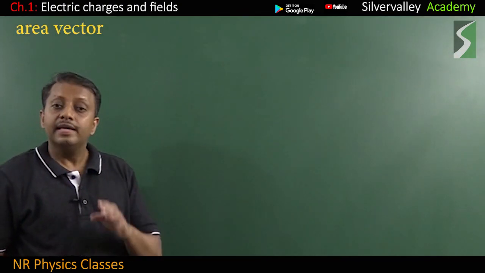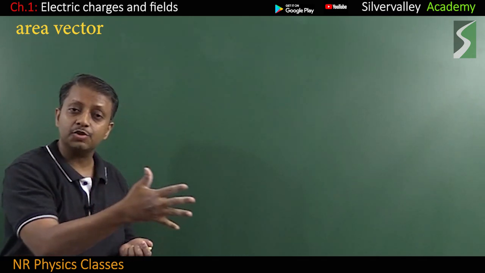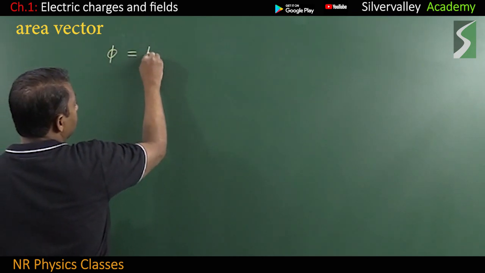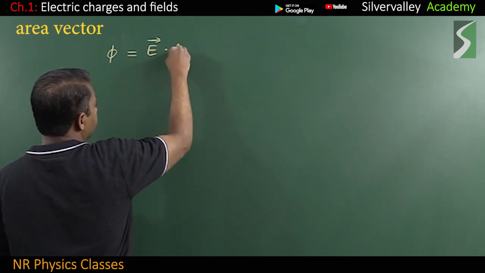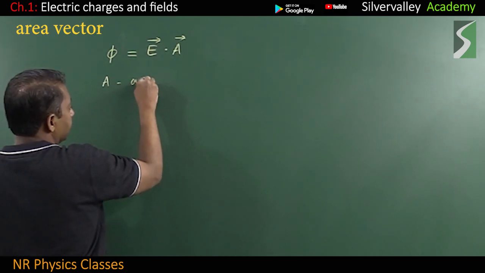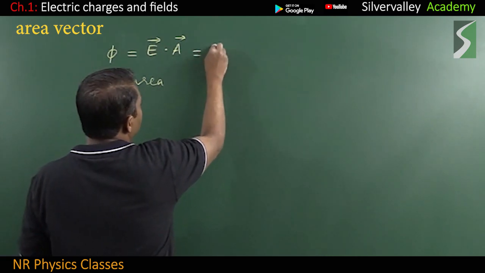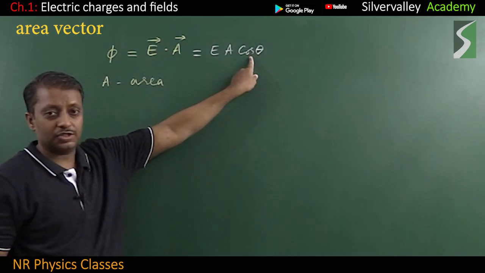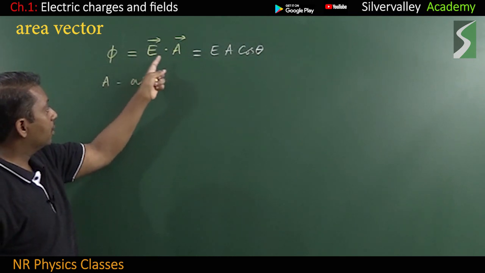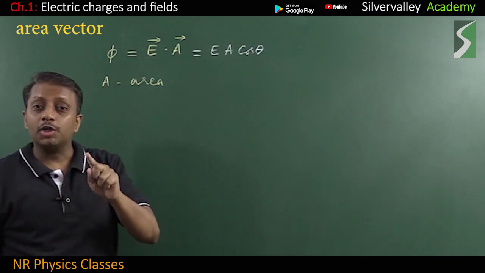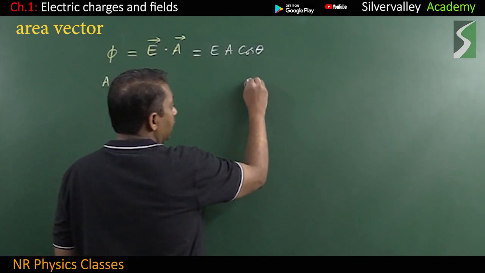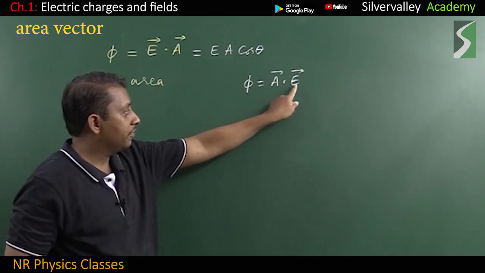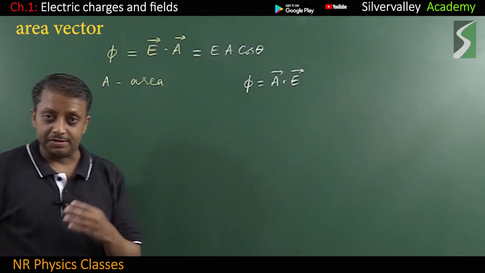Electric flux. Electric flux is the number of field lines passing through some area. So electric flux is equal to the dot product of the electric field and the area vector, where A is area. This is equal to E A cos theta. Since it is a dot product, it is cos theta. And for phi, you can also write A dot E, as the dot product follows the commutative law. So phi is also equal to A dot E, the area vector dotted with the electric field.